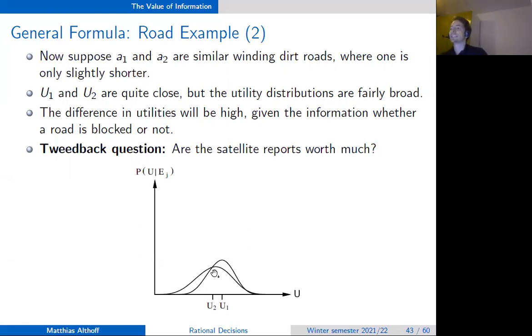So now the additional information makes a big difference, because it could very well be that there's an avalanche and that the utility U1 is less than utility U2. So basically with the report, we can assume that we now know essentially the exact value, or at least that the distribution has been significantly narrowed. And then we can make a choice that is clearly better than if we would not have this information. So here it's worth a lot.